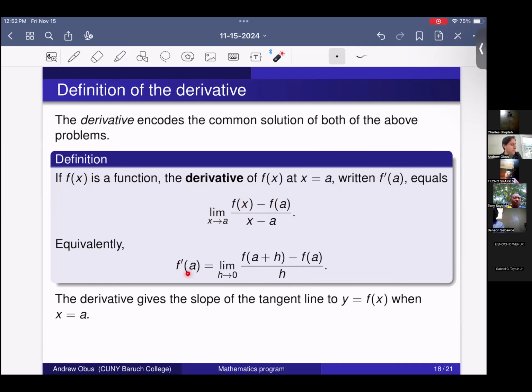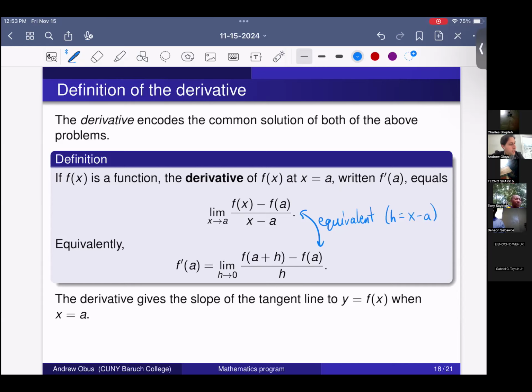Or equivalently, the same thing, f prime of a is the limit as h approaches 0 of f of a plus h minus f of a over h. Okay, both of these, remember, are equivalent. You're just making a change of variables, h equals x minus a.